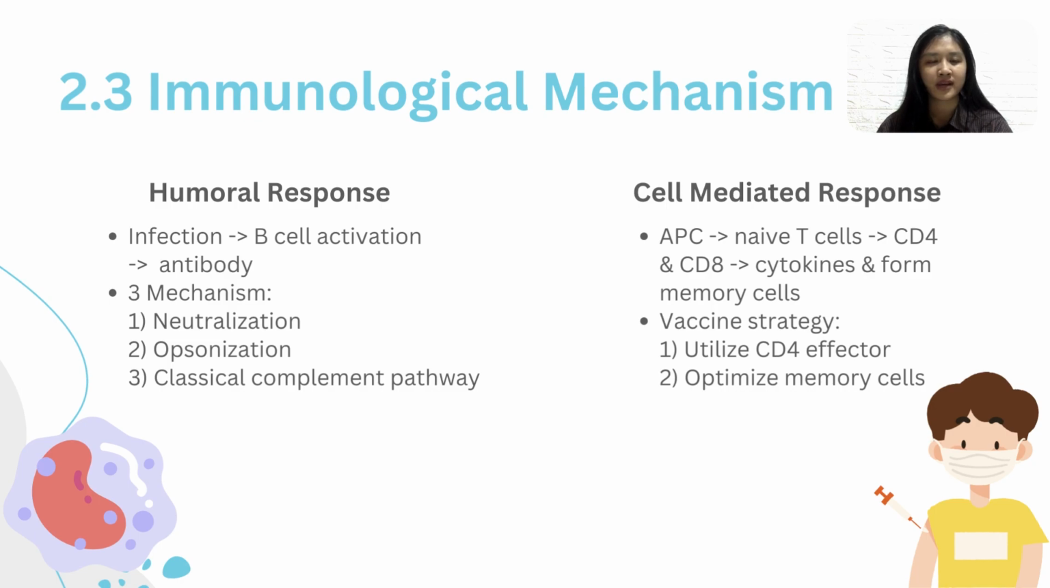To date, the best mechanism to propose an influenza vaccine is to utilize CD4 effector. Another strategy is to optimize memory cells due to the high mutation rate of this virus.